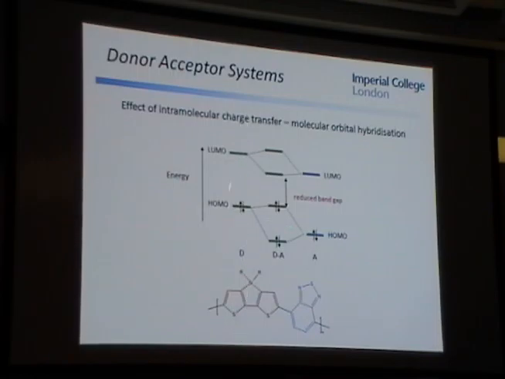The molecular orbitals of this unit. This would be the molecular orbitals of this unit. And when you co-polymerize them, the polymer takes the characteristics of the HOMO from the electron-rich unit, the LUMO from the electron-poor, and therefore has a resulting low band gap.